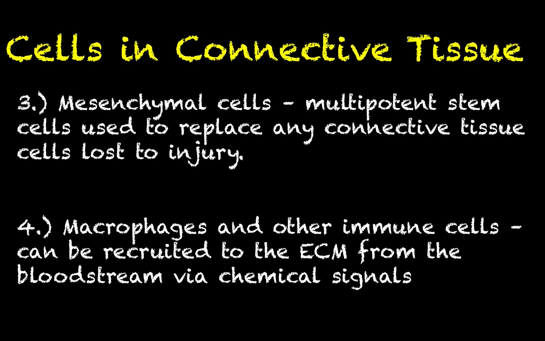And then finally, you have macrophages and other components of the immune system. These are not natural endogenous cells in the extracellular matrix. They often have to be recruited to the connective tissue from the blood stream by using short-distance chemical signals, which we're going to learn more about very soon, called paracrine signals.